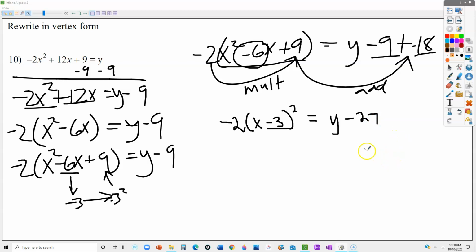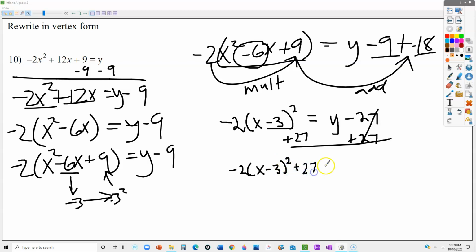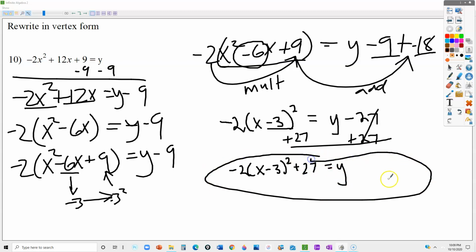And then our final step after that is to add the k over. The k in this case is the 27. Doing all that, we end up with our new expression here, which is the same quadratic we started with. It's just now that it's written in vertex form instead of standard form. There you have it.